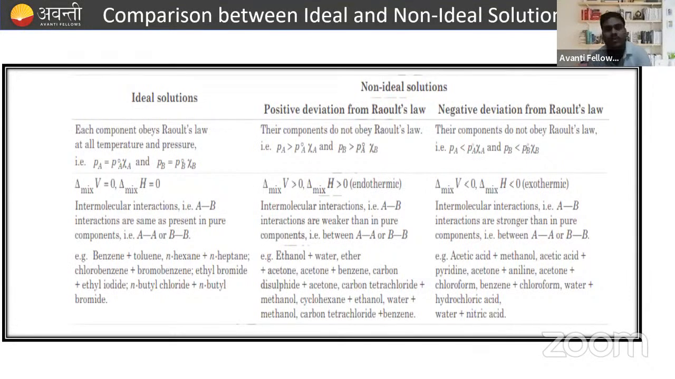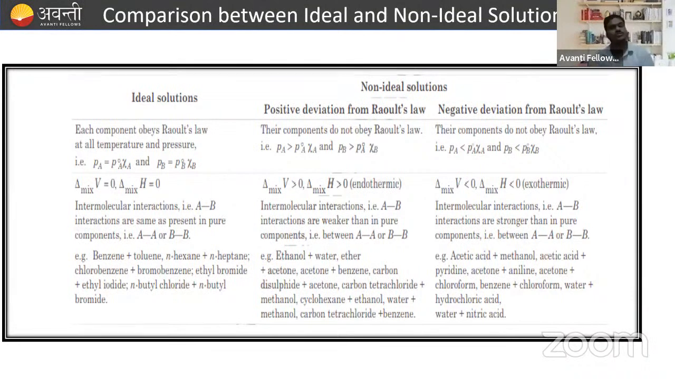Now, this table is very important because in it we are going to compare ideal solution and non-ideal solution, and further we can divide non-ideal solution into two types, that is, positive deviation and negative deviation. We all know what an ideal solution is. We already revised this: a solution which obeys Raoult's law under all conditions is known as an ideal solution. For an ideal solution, delta H of mixing is equal to 0, delta V of mixing is also equal to 0, and delta G comes out to be negative.